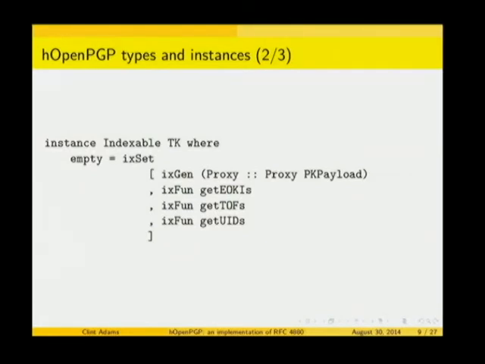We're also defining an instance for indexable, which is how I've chosen to represent key rings for now. So we make an indexable set of all the keys you insert, and then we have an index for the UIDs, the 20 octet fingerprints, the 8 octet key IDs, and the entire public key payload itself, which is probably the cause of DKG's laptop heating up and spinning for 90 minutes at a time. But we can work on that later.